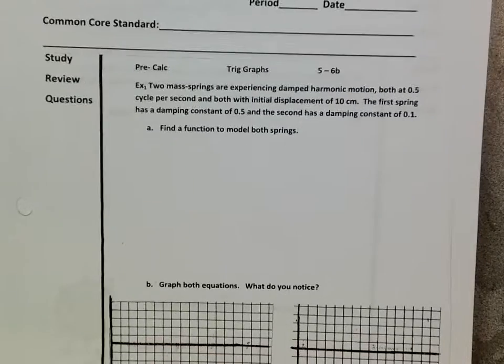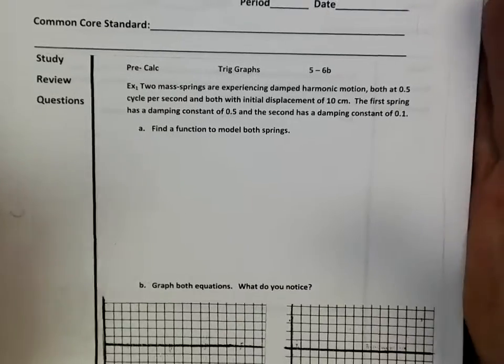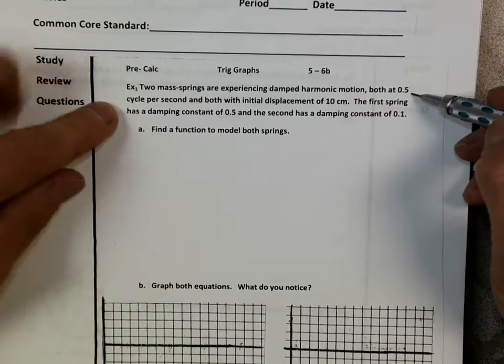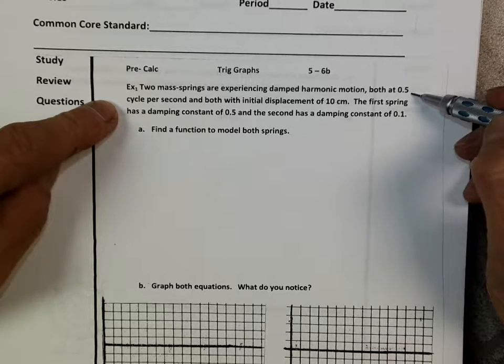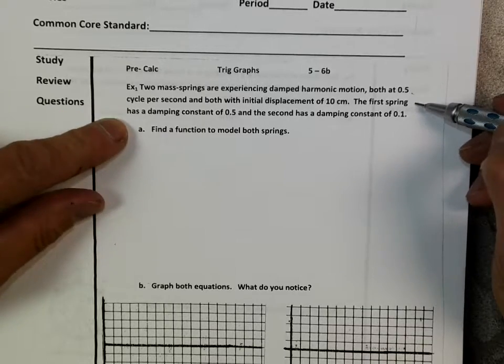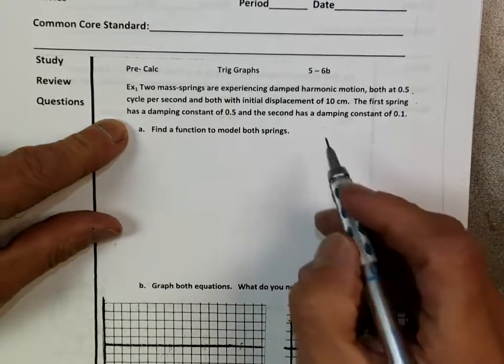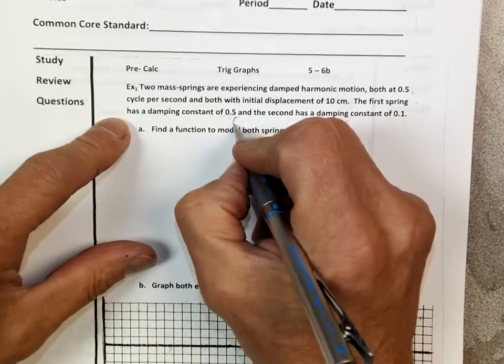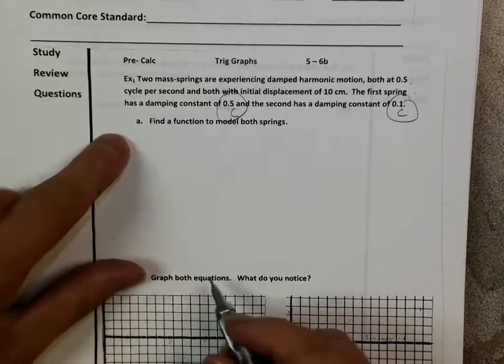So first of all, example 1. Two springs are experiencing dampening harmonic motion, both at 0.5 cycles per second and both with an initial displacement of 10. The first spring has a dampening constant of 0.5 and the second has a dampening constant of 0.1, okay? So the dampening constant, that's our c. Find a function model of both springs.